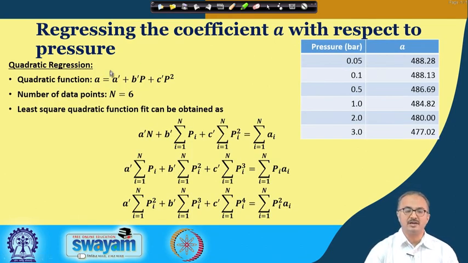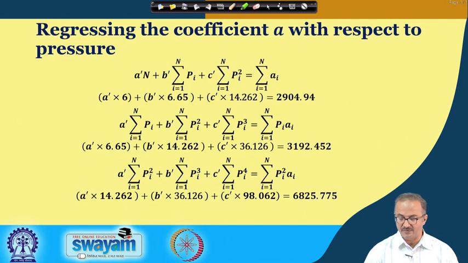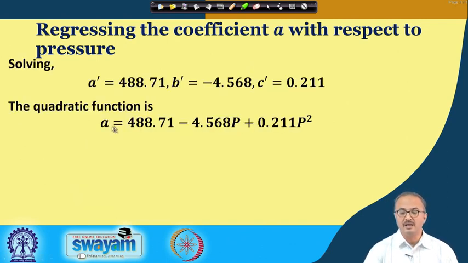So, again we assume A to be a quadratic function of P. Here we have this expression and again we know the number of data points with us. These are the equations we get after the least square fit and this is the table which is giving the values of the various coefficients we need for the regression. Here we have plugged in the values of the various coefficients, and we have A as a function of P, a quadratic functionality of A with respect to P.